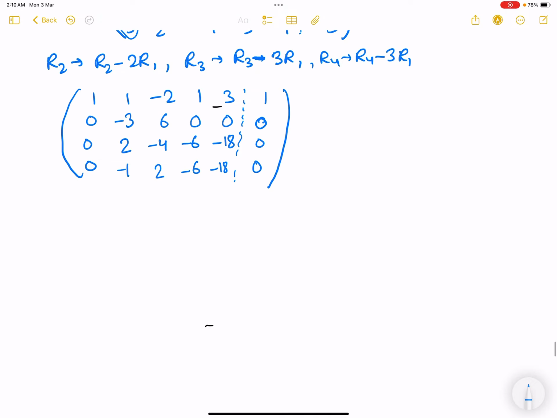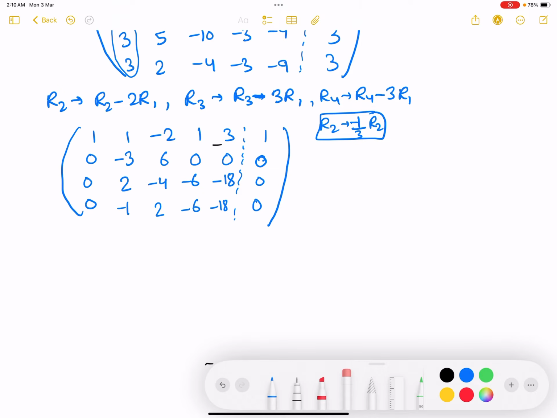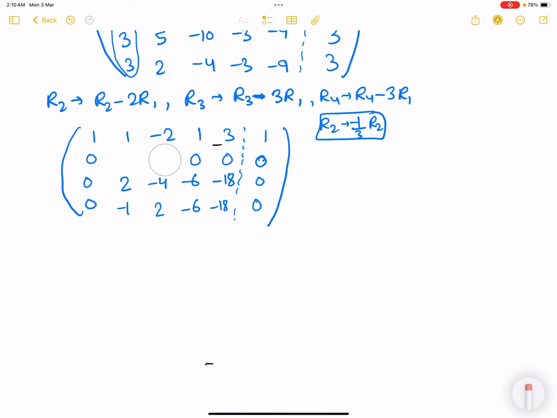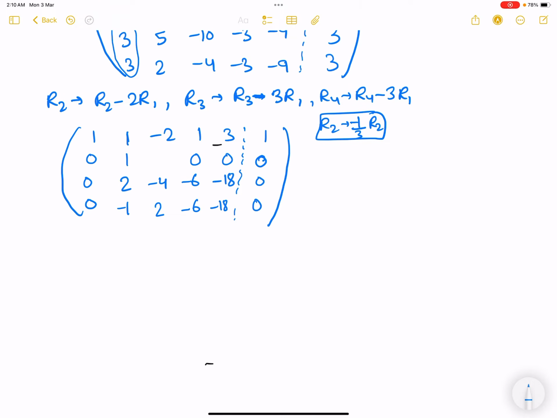Okay, now we can use the operation R2 goes to minus 1 by 3 R2. This will make this as 1 and this as minus 2. So I'll just erase it here. So we'll make it as 1 and this will make it as minus 2.